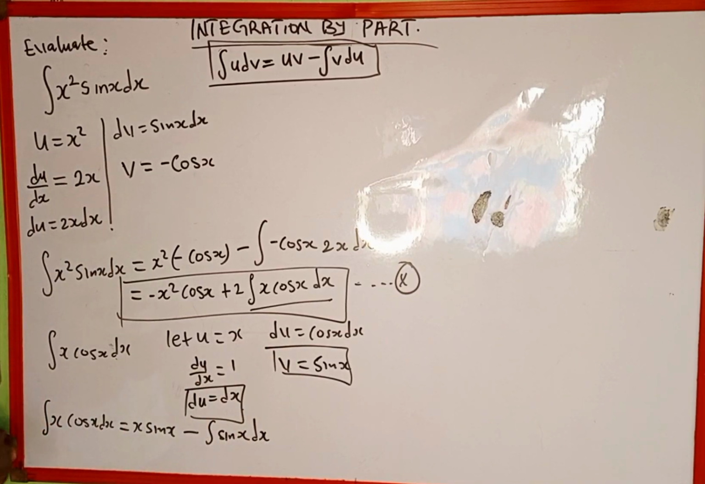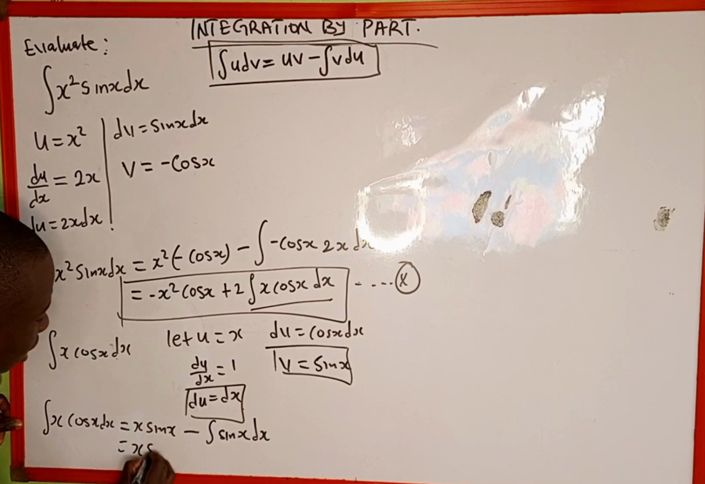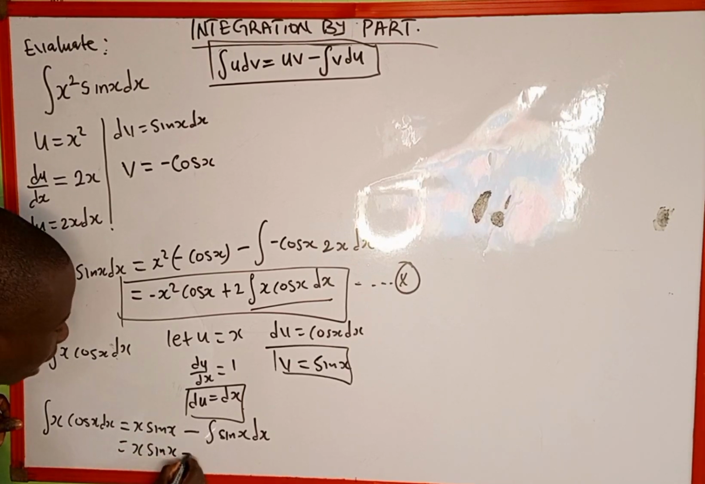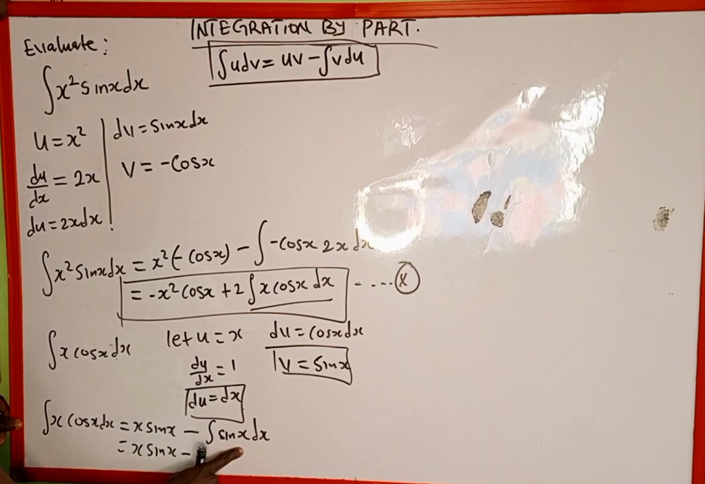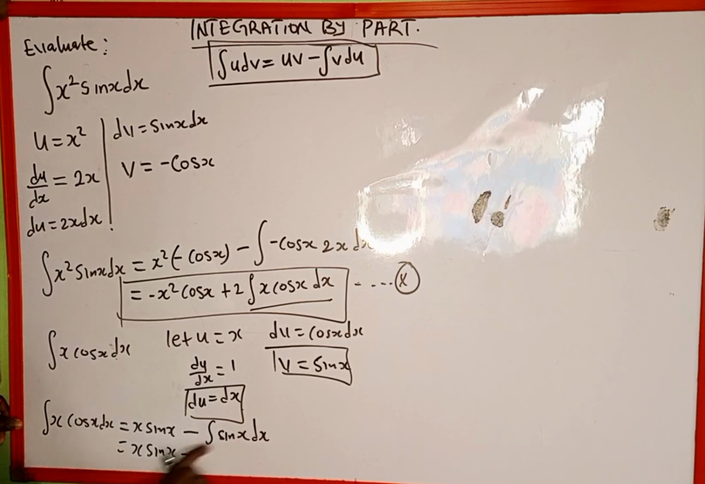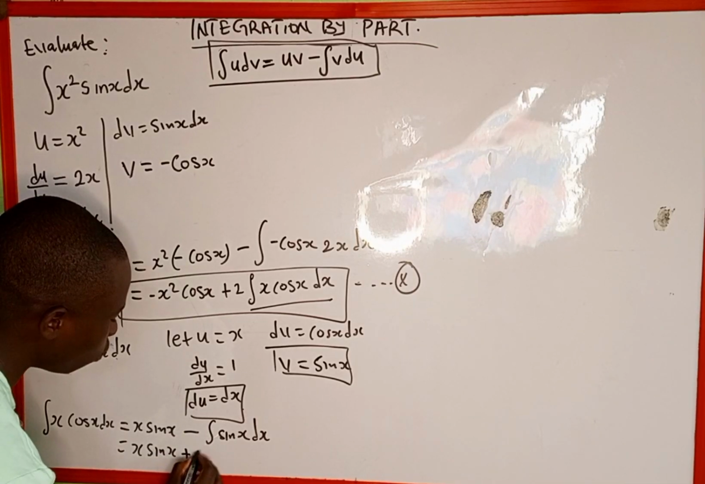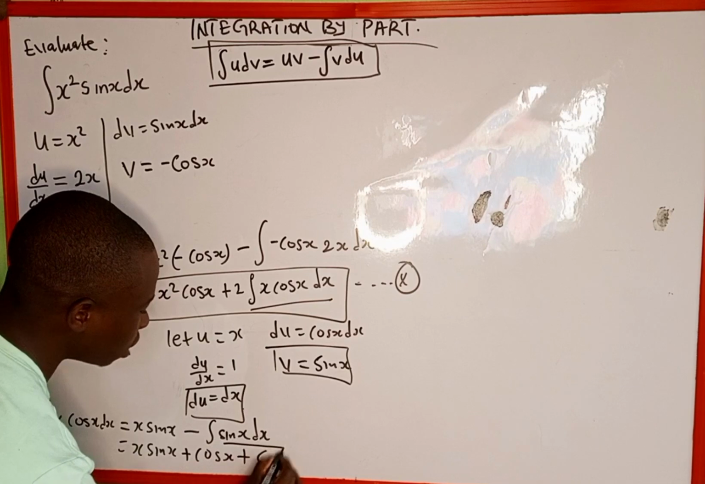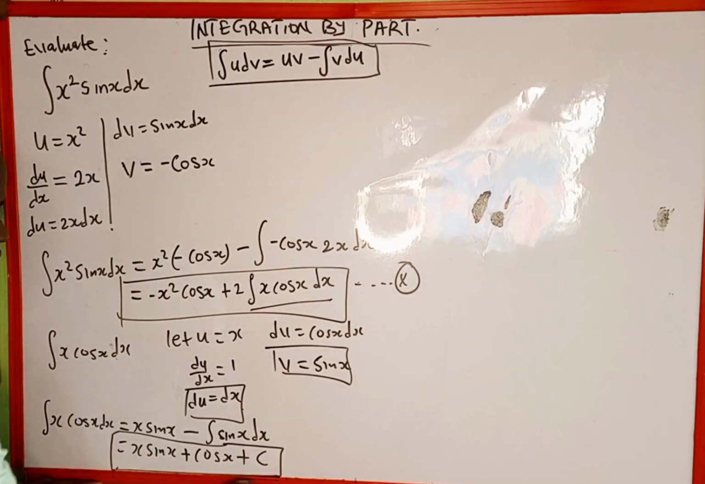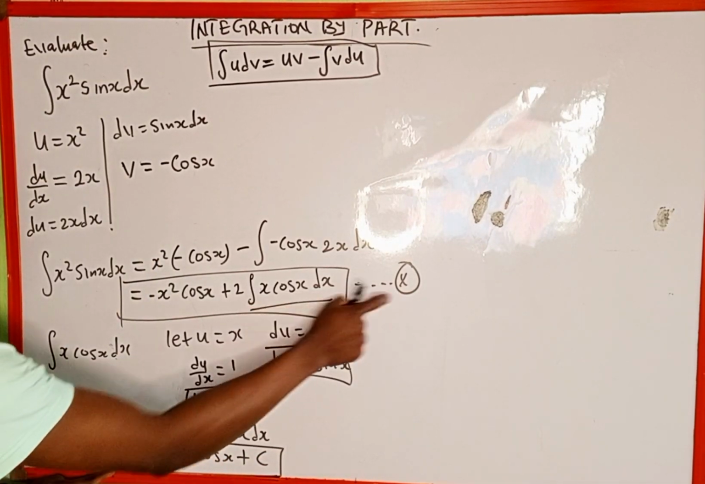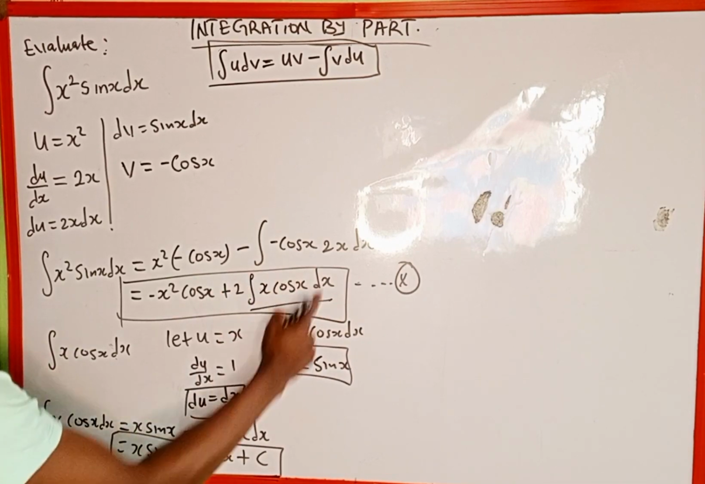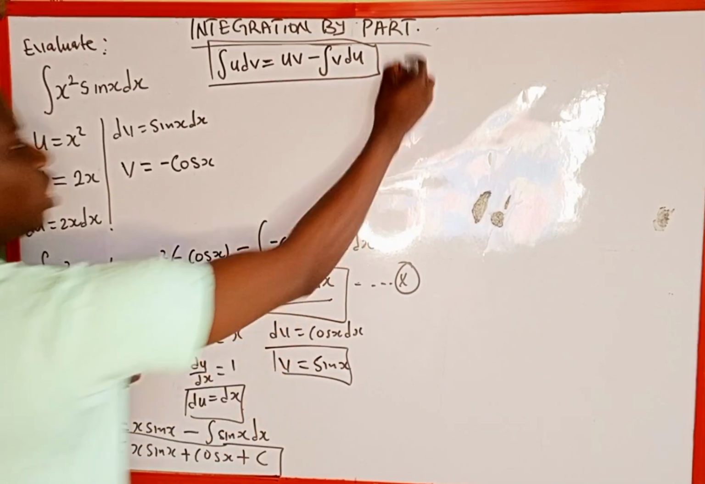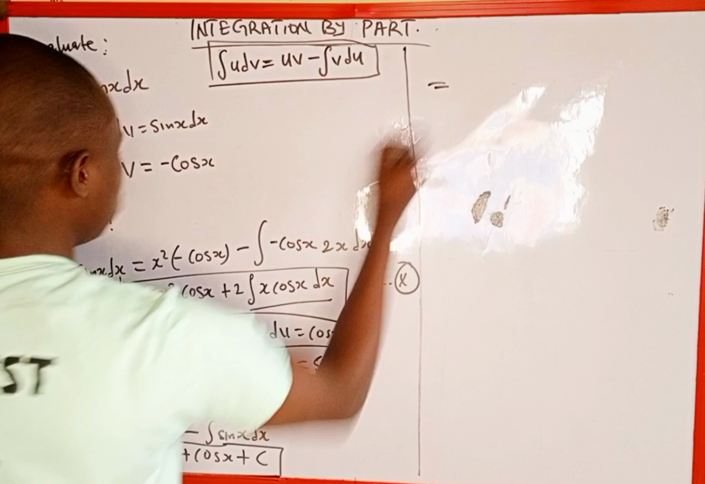So the next thing we are going to do is to integrate this. So this is going to be equal to what? x sine x minus, when we integrate sine x it is going to give us minus cosine x. And minus multiplied by this minus cosine x changes to positive cosine x, plus the integration constant. Now we're going to take everything here and replace it back into the equation, because we only evaluate this integral.